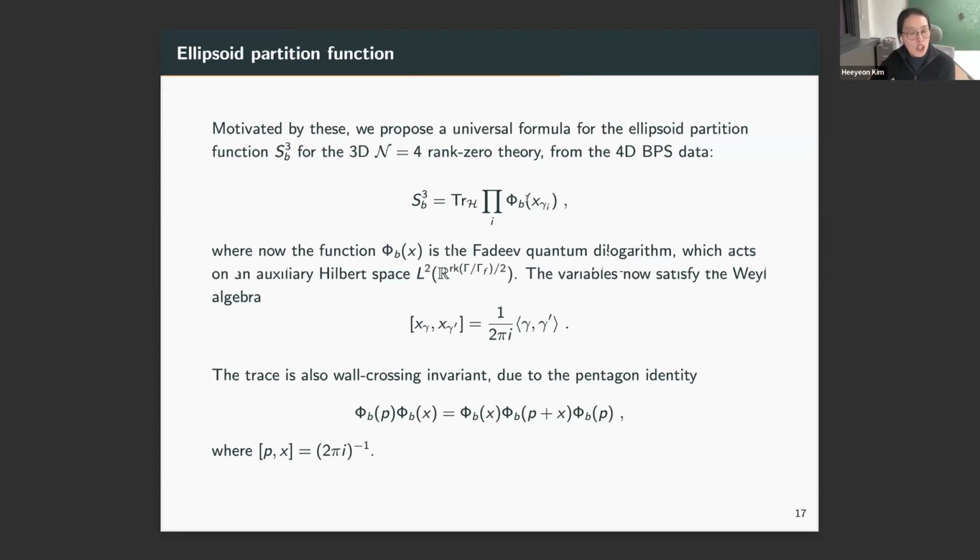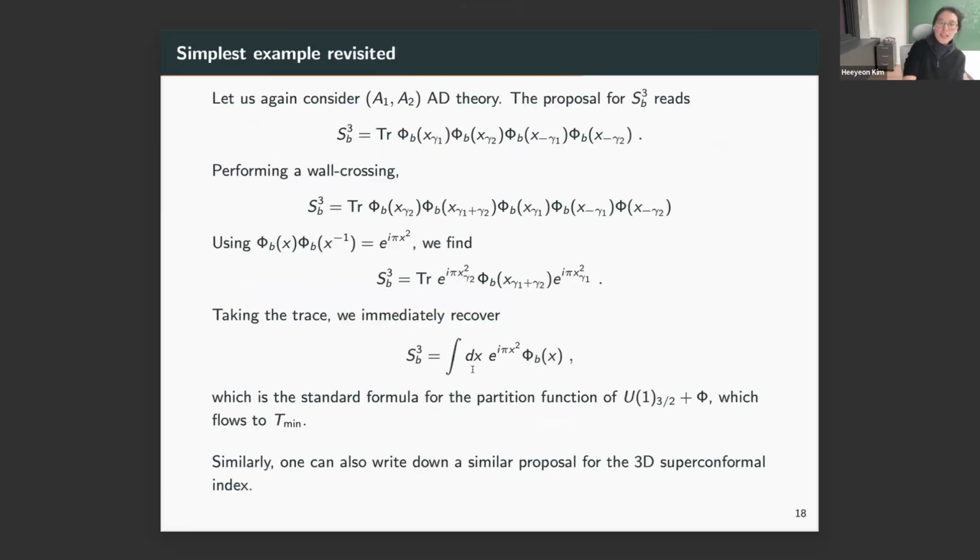And this acts naturally on some auxiliary Hilbert space. The arguments of the Faddeev quantum logarithm now satisfy the Weyl algebra given by this, where we again assign this variable to each BPS particle gamma of the 4D N=2 Coulomb branch. And again, this trace is also wall-crossing invariant. This is because of another pentagon identity that this Faddeev logarithm satisfies. Okay.